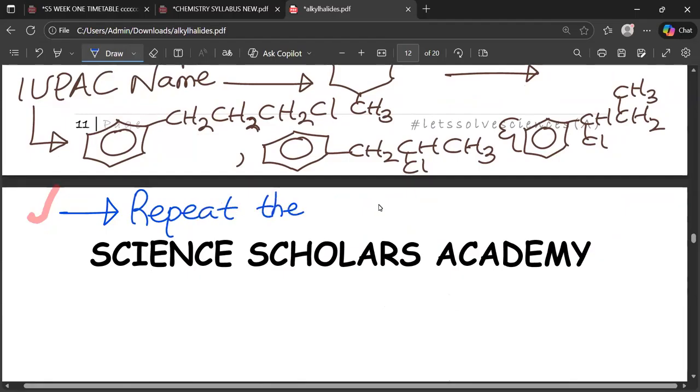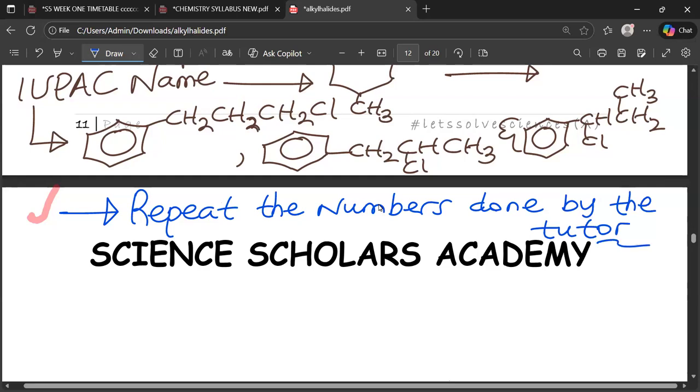Repeat. So you're supposed to also repeat the numbers done by the tutor. Those examples I've been doing, you're supposed to repeat them on your own. Those compounds I've been naming, you're also supposed to name them. You're supposed to name them before you can even come and do this. You revise everything and rewrite.